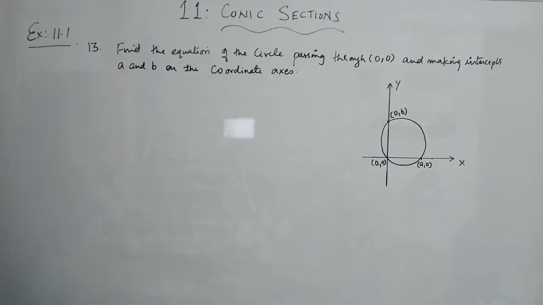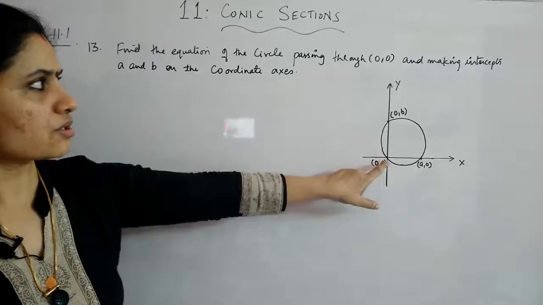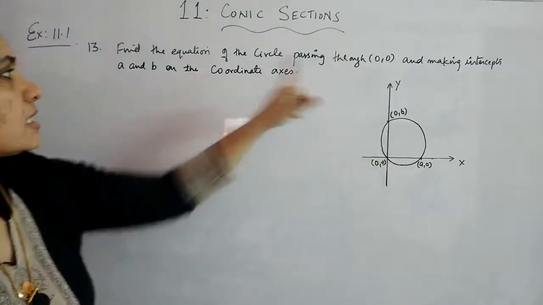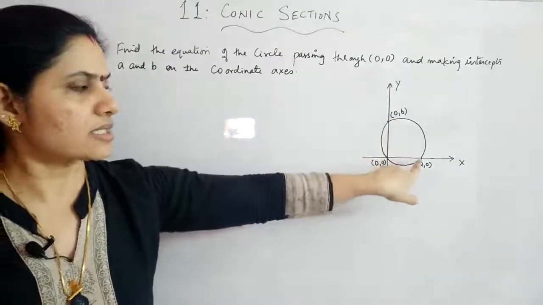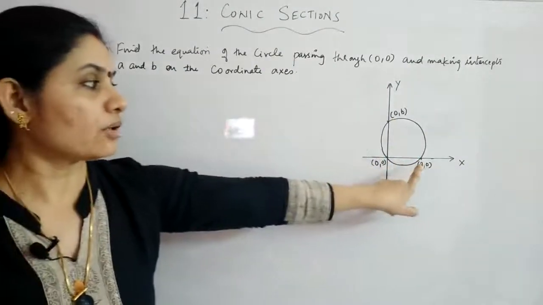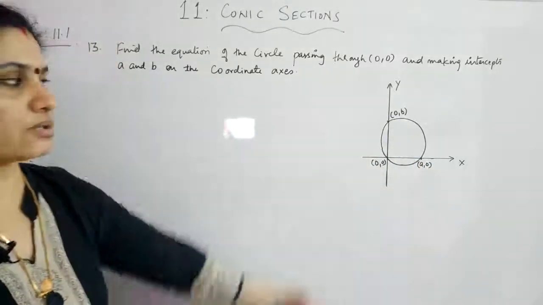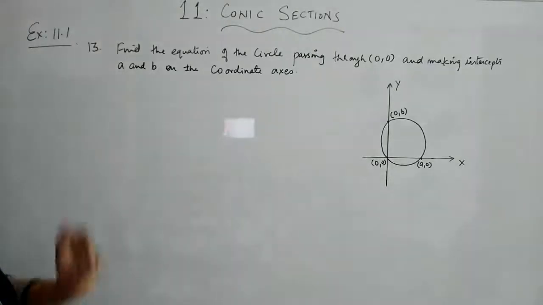Next, the 13th one is: find the equation of the circle passing through 0, 0 and making intercepts a and b on the coordinate axes. I have drawn a rough figure in which the circle is passing through the point 0, 0 and it is making intercepts a and b. That means it is touching the x-axis at a distance of a and the y-axis at a distance of b. So you know that on the x-axis the coordinate will be a, 0, and on the y-axis the coordinate will be 0, b. So actually you have 3 points and you have 3 unknowns also.